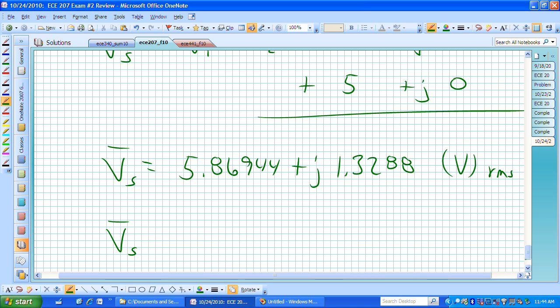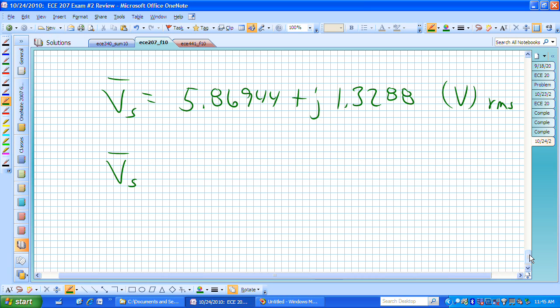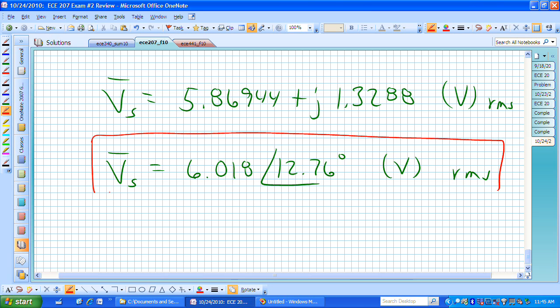If we wanted to, we could express that in polar form, find the magnitude of that complex number, which is the real part squared plus the imaginary part squared, square rooted, or this now becomes 6.018 at an angle of an inverse tangent of opposite over adjacent, which if you do that, you end up with 12.76 degrees volts RMS, and that then is our voltage across the two loads.